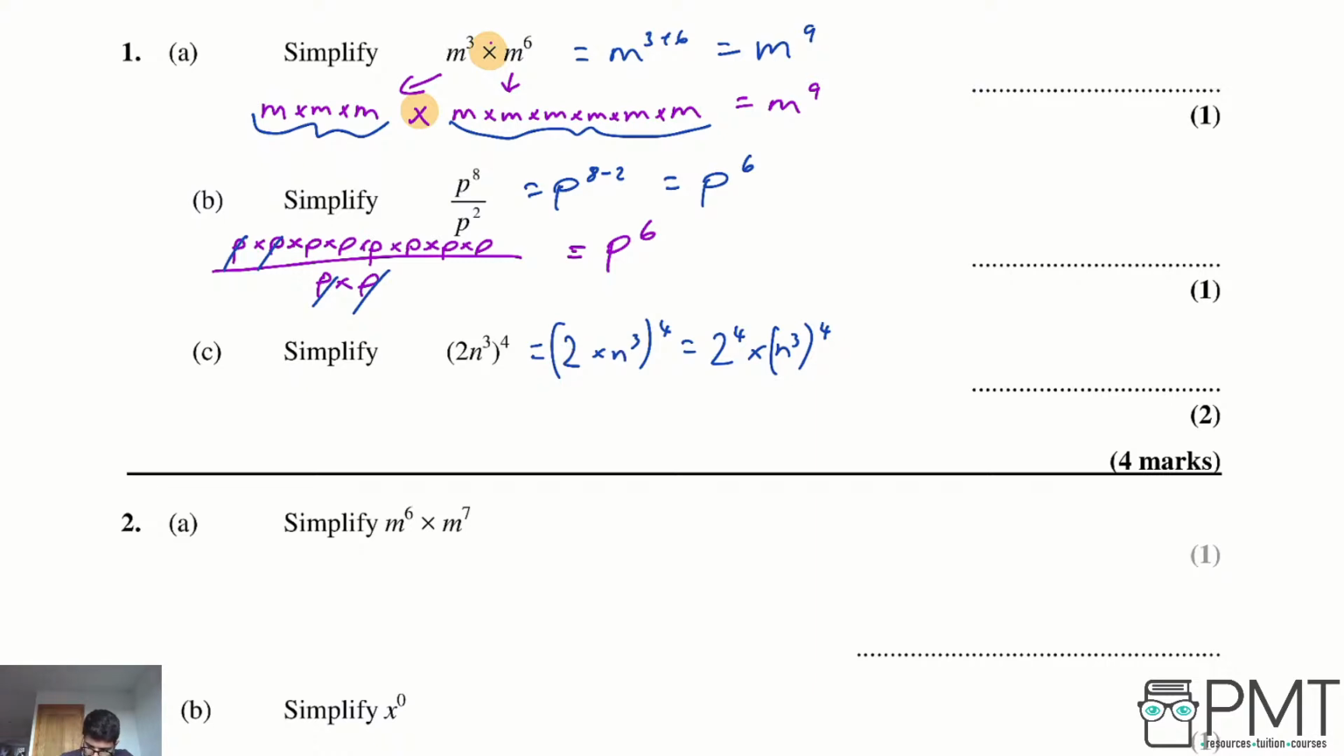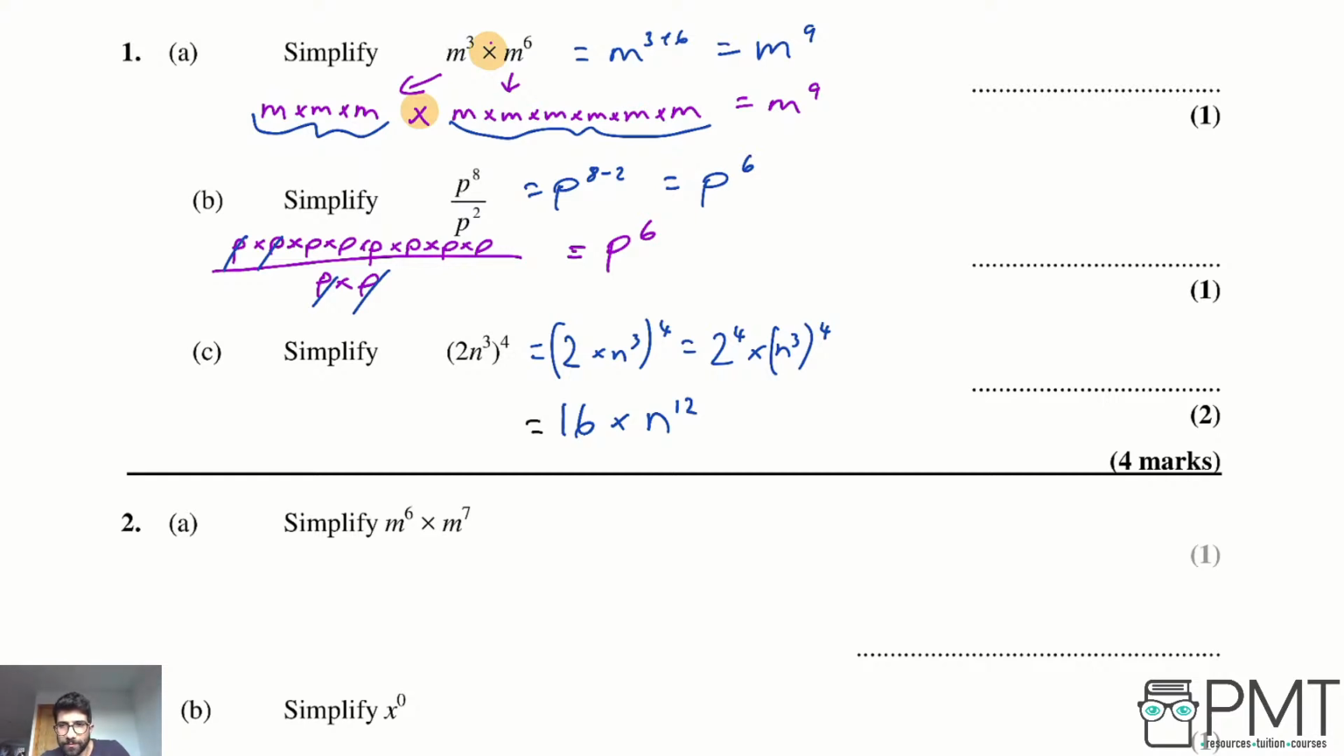Then you need to say, well, what is 2 to the 4? 2 to the 4 is 2 times 2 times 2 times 2, so that's 16. And then we times 16. We look at this bit. What's the rule there? N cubed to the 4. If you go back to the initial notes that we did, we need to multiply the powers. So this is n to the 12. We multiply the two powers.